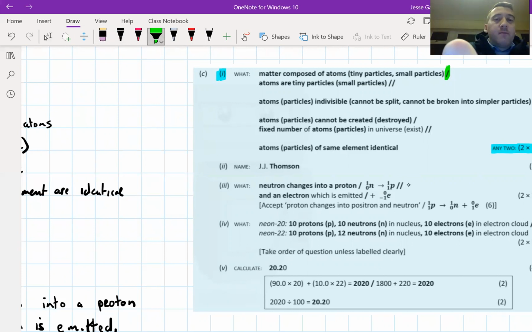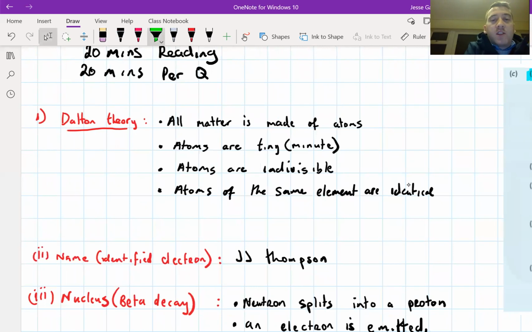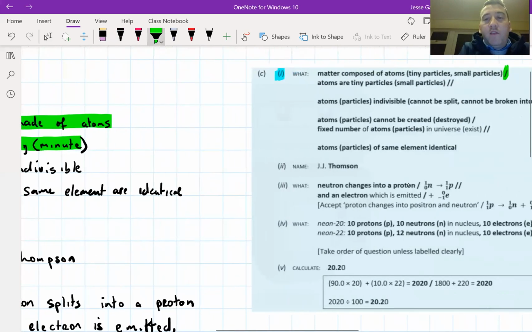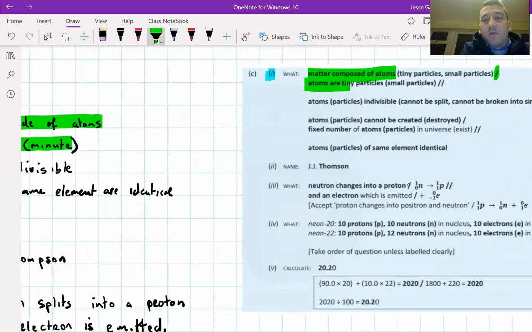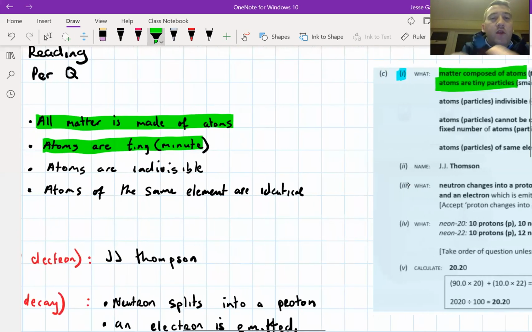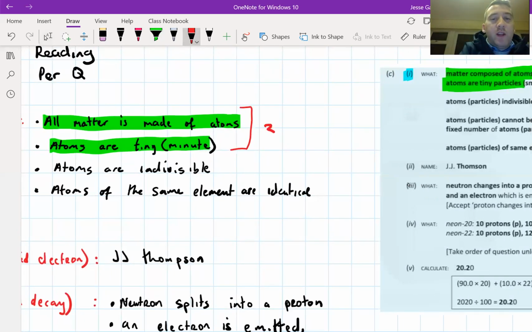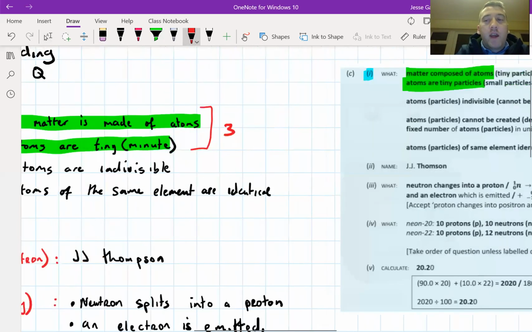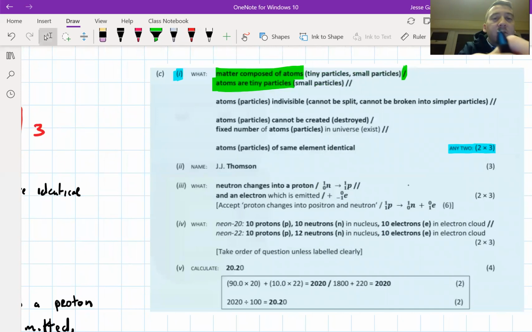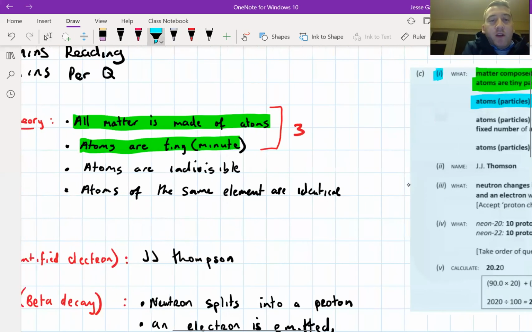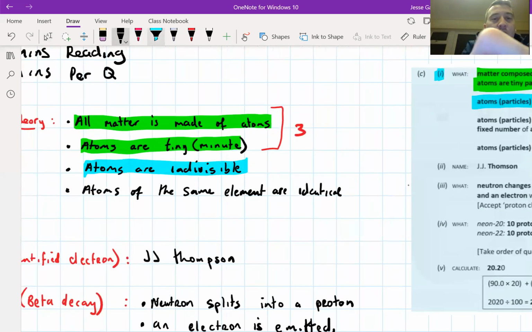So what are the 2 options here? Matter is composed of atoms, or atoms are tiny particles. Okay, looking at our answer, we actually have both of them. All matter is made of atoms, and atoms are tiny or minute. We've said both of those, but we can only give marks for one. So isn't it just as well that we wrote more than just them 2 things? Okay, what else does it say? Atoms are indivisible. And what have we said? Atoms are indivisible. So there's our second 3 marks. And that's the maximum marks we can get here for this section.